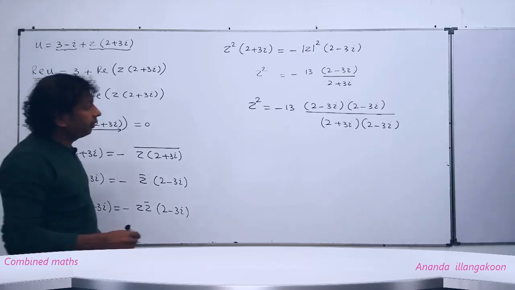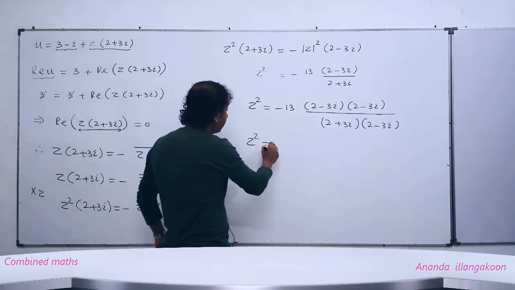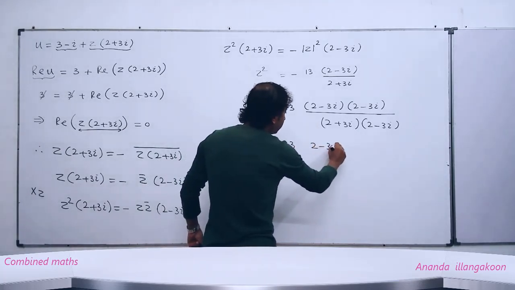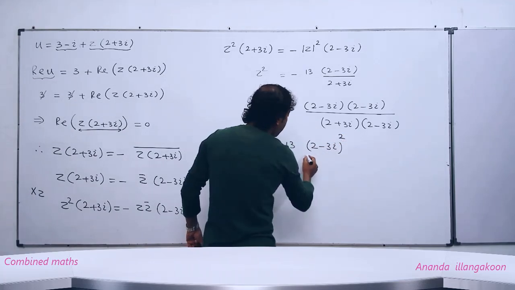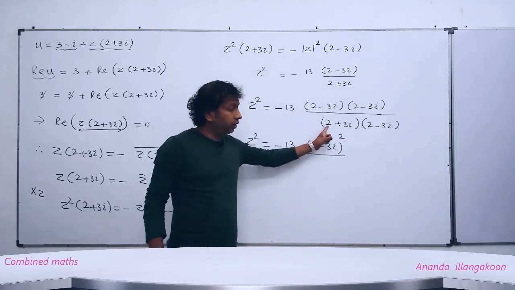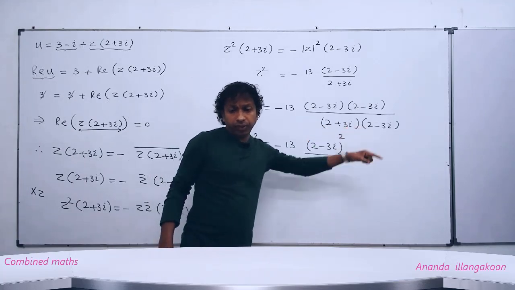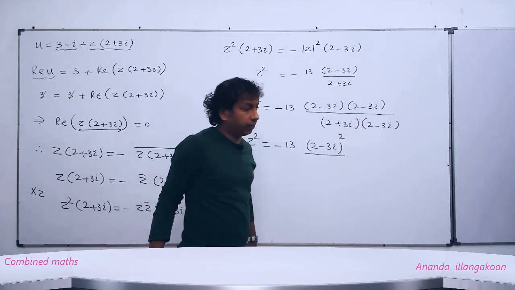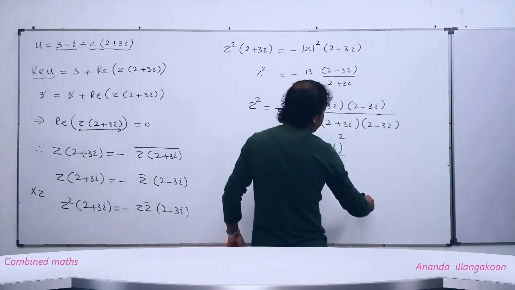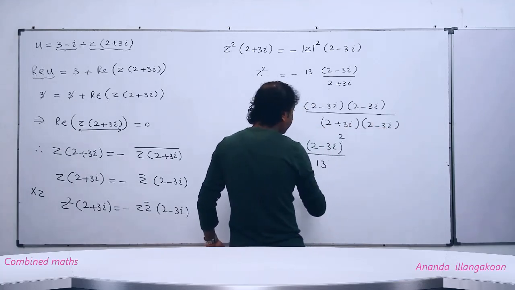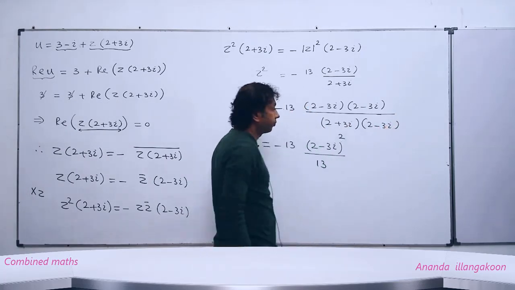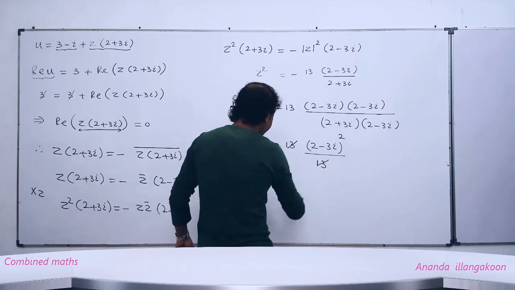Then I can write here z squared equals minus 13 over (2 minus 3i) perfect squared. This is like (a plus b) into (a minus b), no? That is (a minus b) perfect squared. Therefore, 2 squared minus (3i) squared, we get 13. Correct, no? a squared minus b squared. These two you can cancel down.